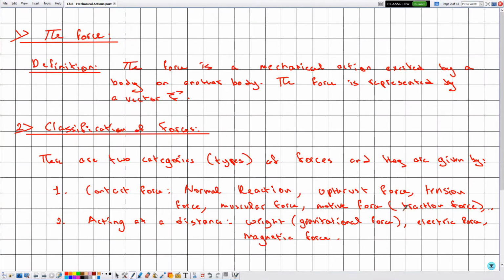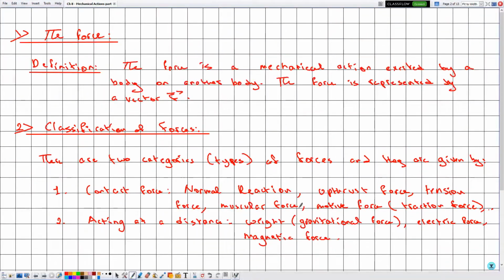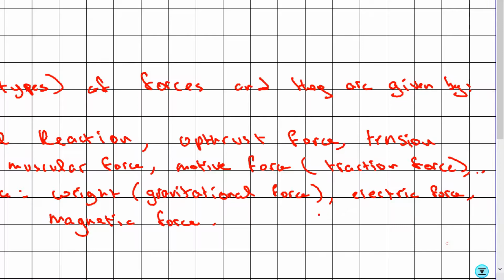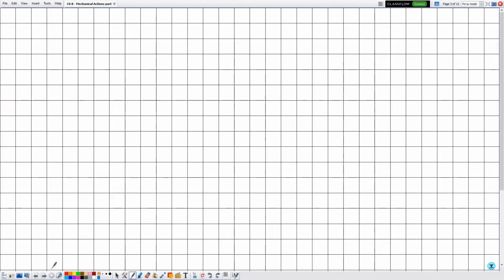Okay, so what about, for example, the motive force? It's not weight, nor electric, nor magnetic, so it's classified as a contact force. So we will memorize that the only three forces acting at a distance are the weight, the electric, the magnetic, and all other forces are classified as contact forces. Now this classification is important, as we shall see later, and from this let me move on to the next section, which is section 3, characteristics of a force.